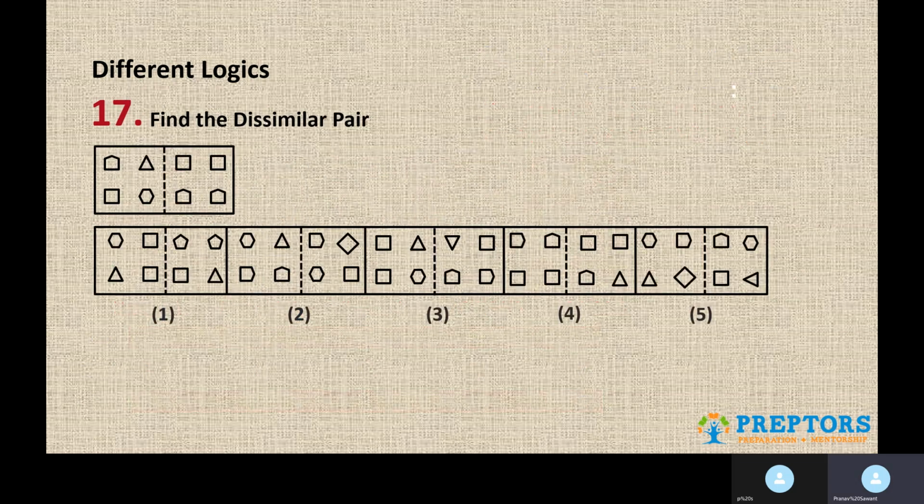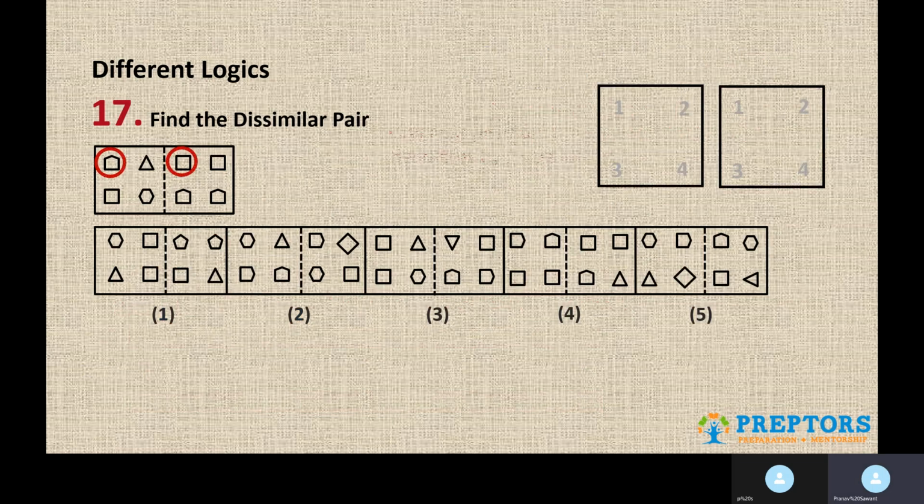Find the dissimilar pair. So they gave us a master pair. Based on that, we have to find the dissimilar pair. Now, object at position 1 decreases by one side, as you can see on the screen. Whether it is followed by all or no. Yes, it is followed by all.